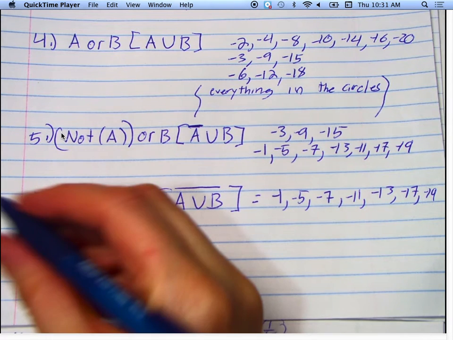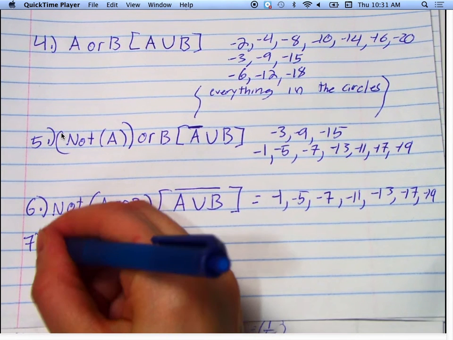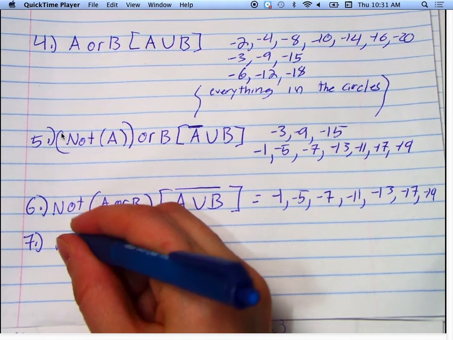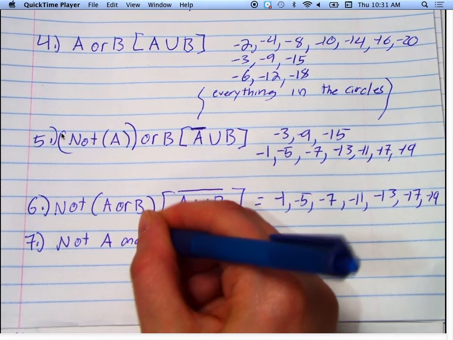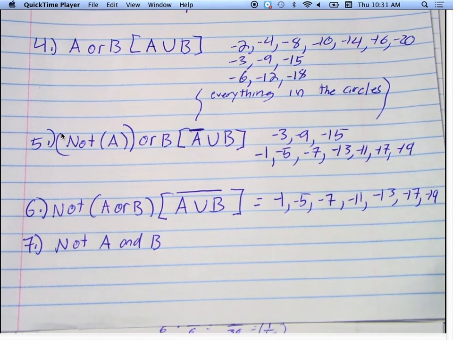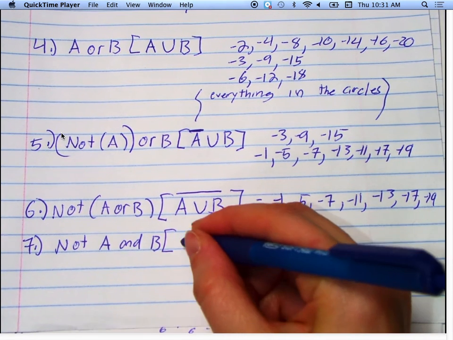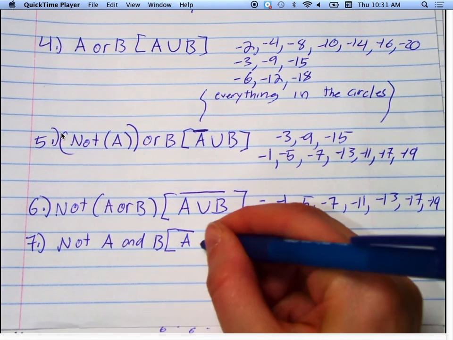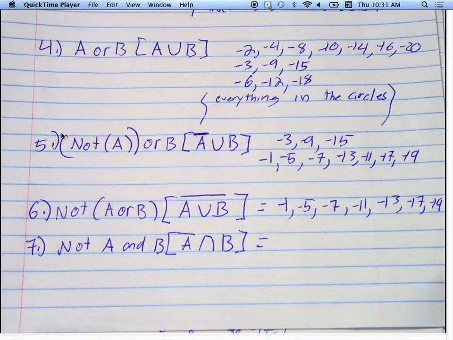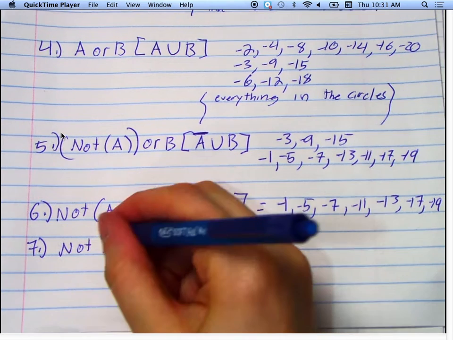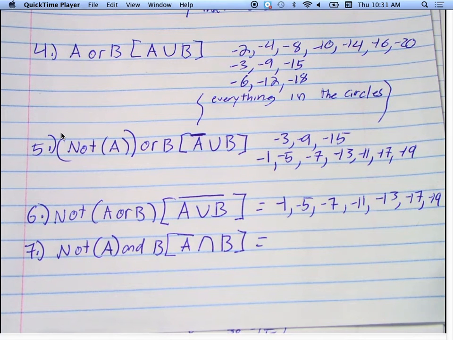Number 7. Not A and B. So it's neither not A... So it's just the stuff on the... You know what? It's not A, and B. So it has has to be B.